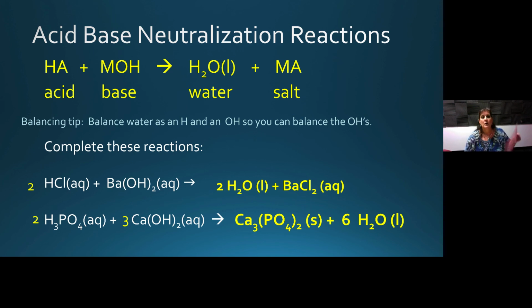Remember, now that you're writing products, you may have to look up your ionic compounds in the solubility rules. Calcium phosphate, according to our solubility rules, is a solid. Solubility rules are in Chapter 9. If you need to, go refresh yourself on solubility rules, Chapter 9. Calcium phosphate is a solid.